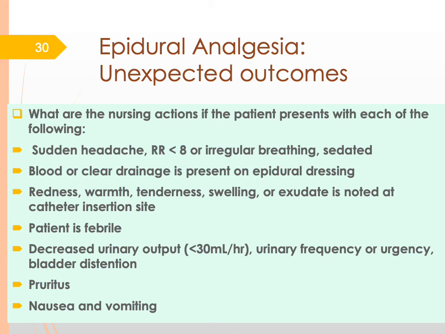There may be catheter migration, redness, warmth, swelling or exudate at the catheter site, signs and symptoms of infection. If the patient's febrile, of course, notify the provider. If there's decreased urinary output, urinary frequency, or urgency, or bladder distension, we need to notify the provider. Dose might need to be decreased. We may need to use an in and out catheter. A lot of times with epidurals, patients already have a catheter in place.